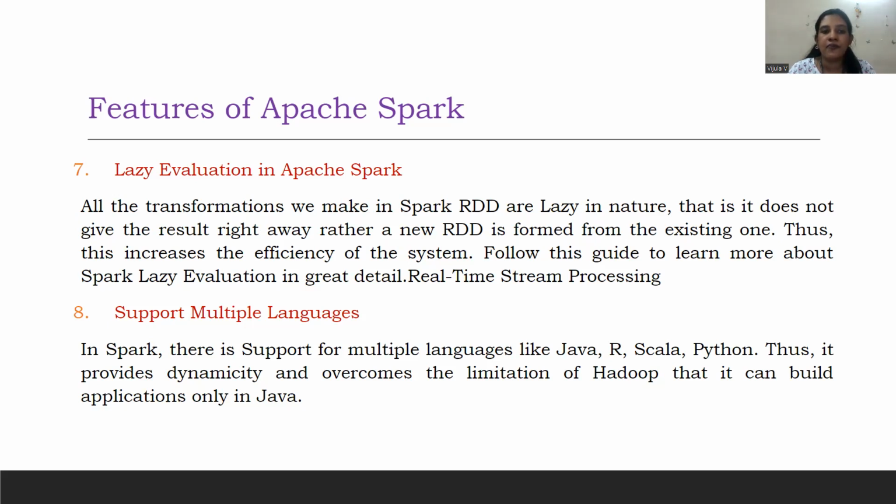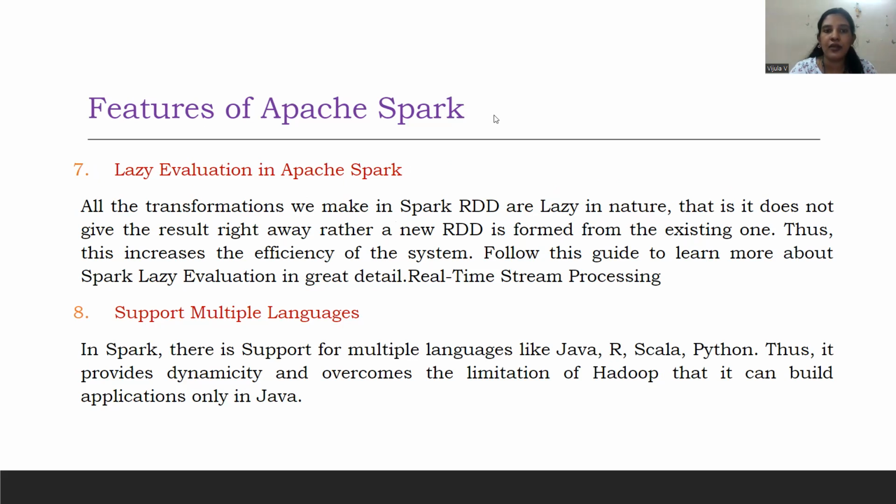And the next one is support for multiple languages. The main feature of Apache Spark is that it can support multiple languages like Java, R, Scala, and Python. Thus it provides dynamicity and overcomes the limitation of Hadoop that it can build applications only in Java.